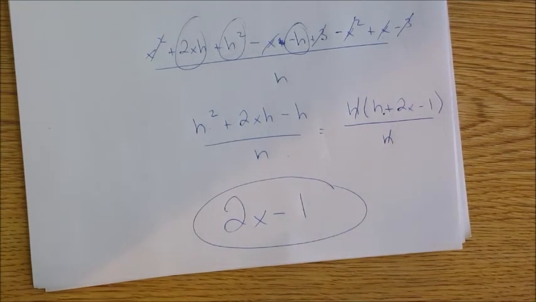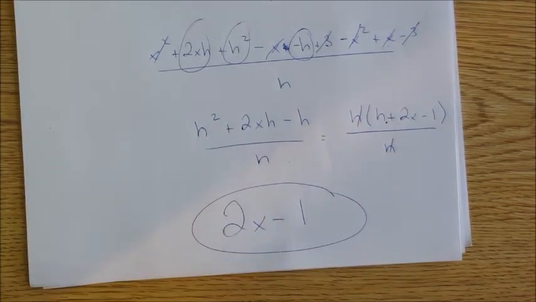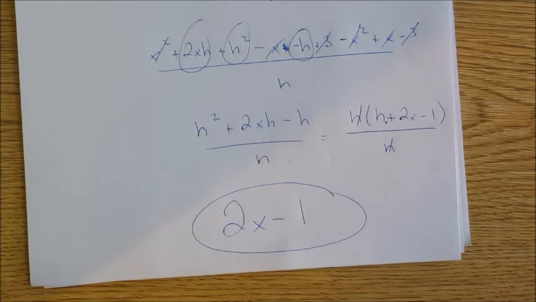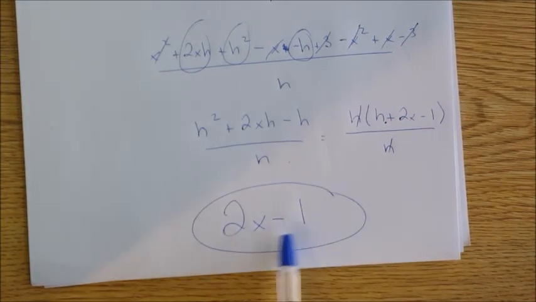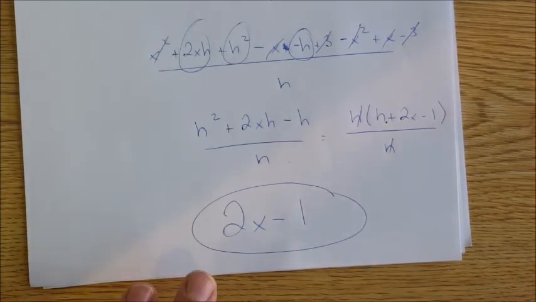So when the x is a 0, the slope of the line is 2 times 0 minus 1, which is negative 1. But when the x is a 5, the slope is what? 10 minus 1. Thank you. 9. All right? And this is how it all works out, and it's really fast this way.